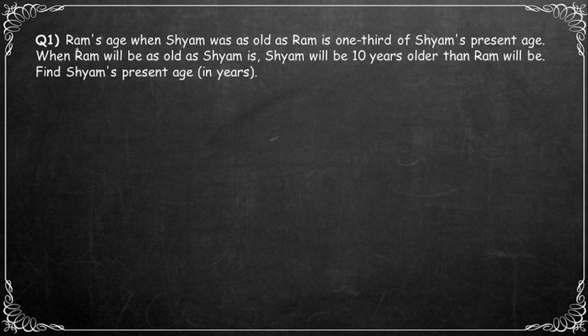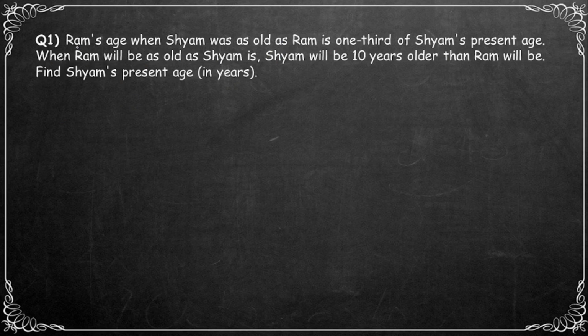Question 1. Ram's age when Shyam was as old as Ram is 1/3 of Shyam's present age. When Ram will be as old as Shyam is, Shyam will be 10 years older than Ram will be. Find Shyam's present age. The first step is to create a timeline.